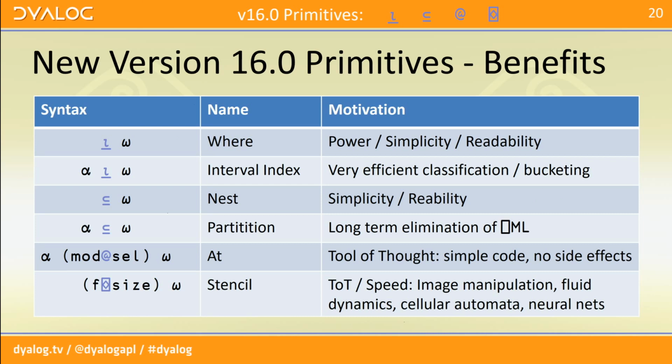The at operator makes it possible to write much more functional code, use a denotative style code without side effects, more parallelizable code as well is one of the side effects. And Stencil is a tool of thought for image manipulation, fluid dynamics, cellular automata, etc. Really opens APL up to, I would think, some new applications where we don't really currently at least have any commercial applications in that area.